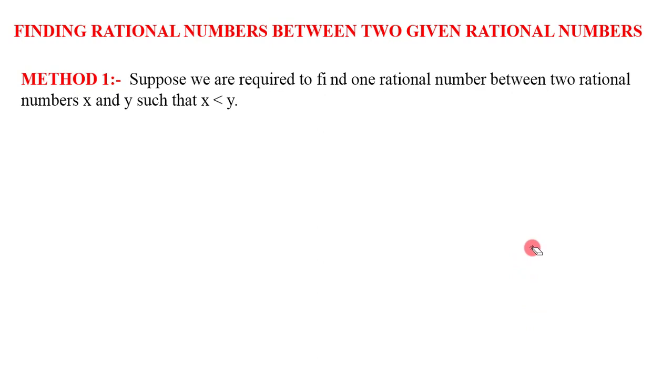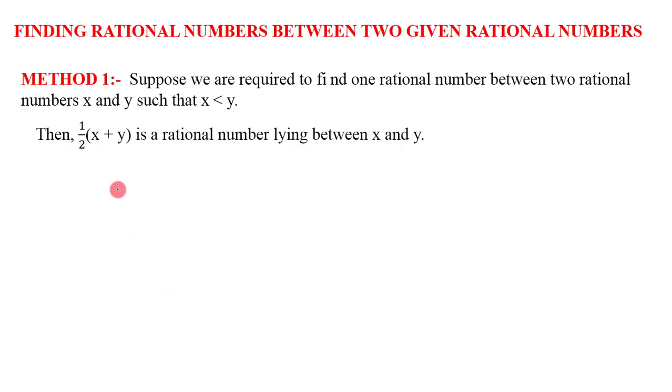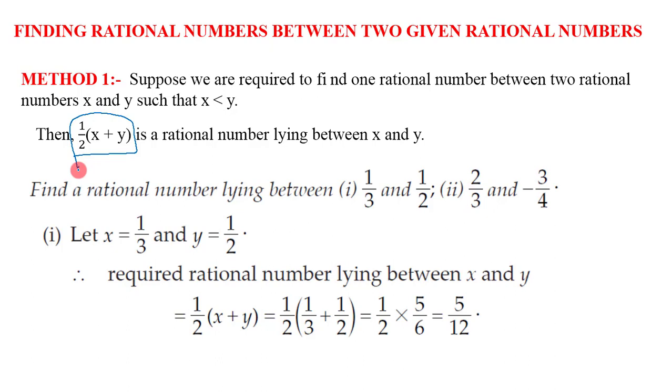In the first method, suppose we are required to find one rational number between the two rational numbers X and Y such that X is less than Y. Then we use this formula: half of X plus Y is a rational number which lies between X and Y. The average of X and Y lies between X and Y. So for example, find a rational number lying between 1 by 3 and 1 by 2. And the second question is 2 by 3 and minus 3 by 4.